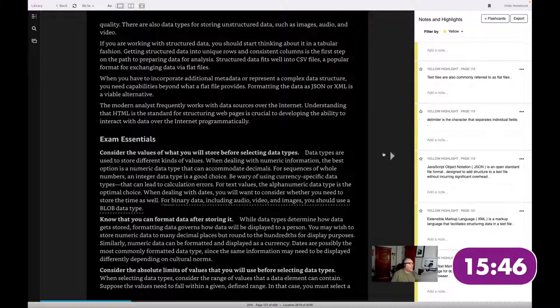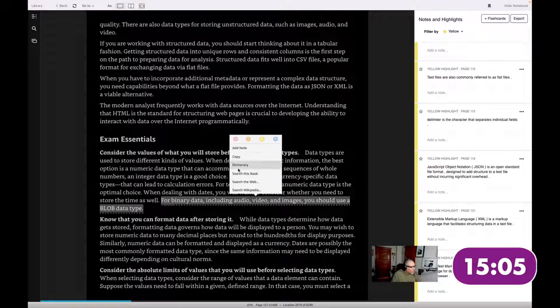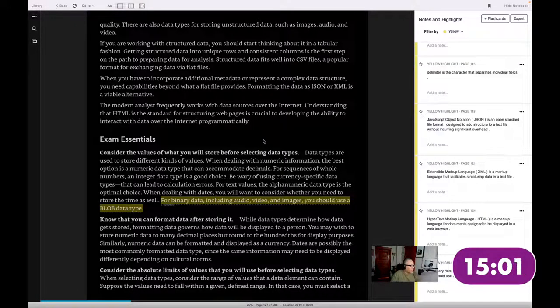It says, be wary of using currency-specific data types that can lead to calculation errors. What is this? There's a reason why he highlighted it or underlined it, not sure why. For binary data, including audio, video, and images, you should use a blob data type.